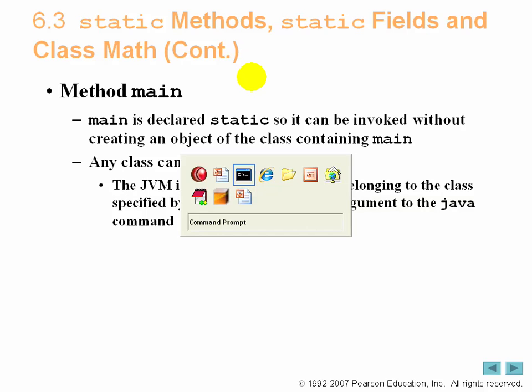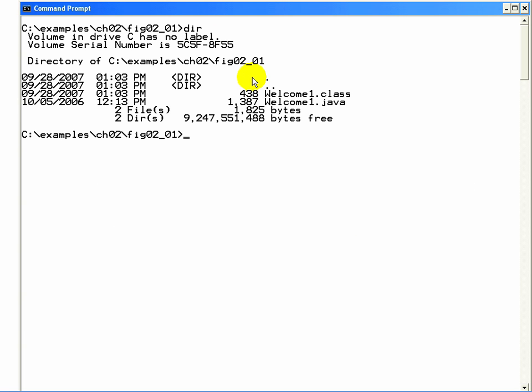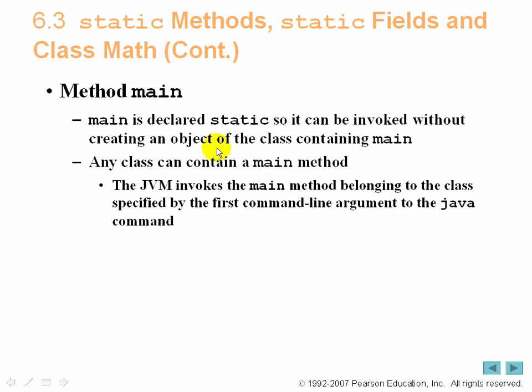So when I go to a command prompt, for example, and this is back to the very first example we covered, and I type java followed by the name of the class that I want to execute, what the Java runtime environment is going to do is load up Welcome1.class into memory, and then it's going to invoke main on that class in order to execute the application. And in this case, again, we've seen it output the string "Welcome to Java Programming." So main has to be statically declared so that the Java runtime is capable of loading the class and invoking the main method on the class that you specify.